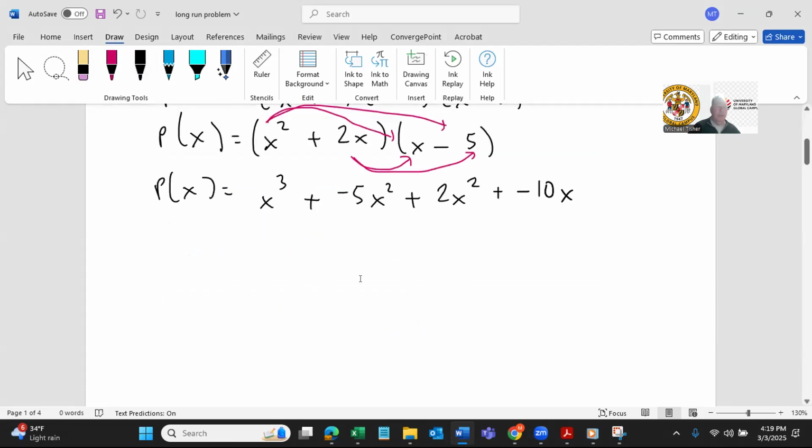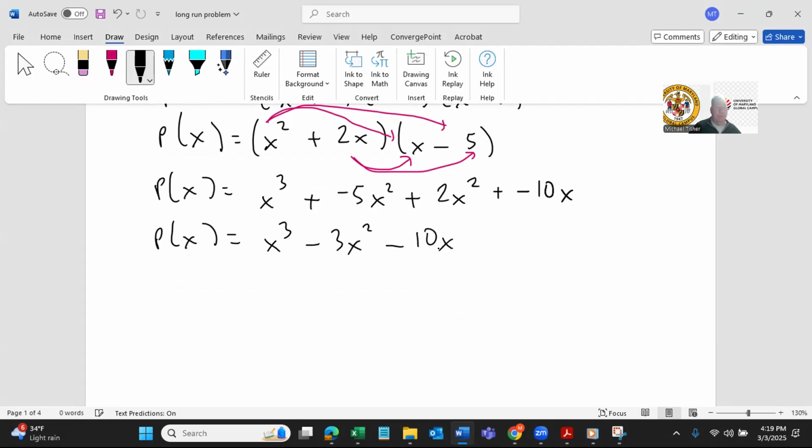All right. Okay, now let's clean this up a little bit. So p of x is equal to x to the 3. We have a -5x squared plus the 2x squared. That adds up to -3x squared. And then we have a plus -10x, which is a minus 10x. And so here's the polynomial that I'm looking for. And since the highest exponent is 3, that means this is degree of 3. So the final answer should be p of x equals x to the 3 minus 3x to the 2 minus 10x.